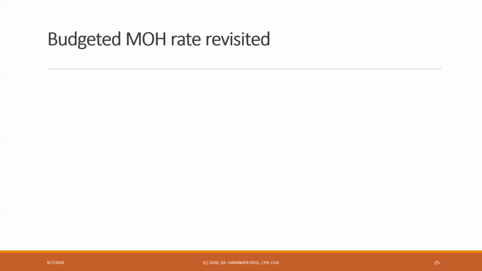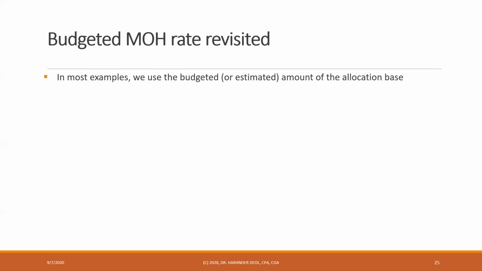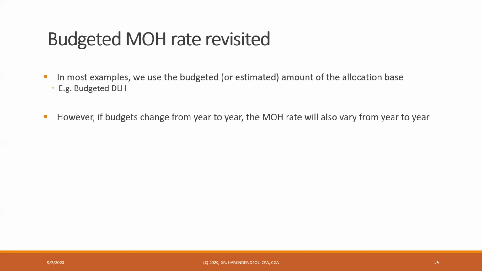Okay, let's revisit the concept of budgeted manufacturing overhead rates. Now, in most examples, we will be using budgeted or estimated amounts of the allocation base. So budgeted direct labor hours or budgeted machine hours. However, if budgets were to change from year to year, the manufacturing overhead rate will also change year to year, and that can create problems.